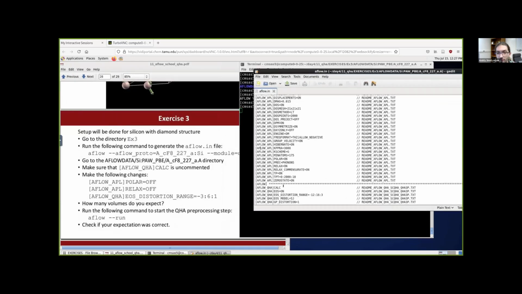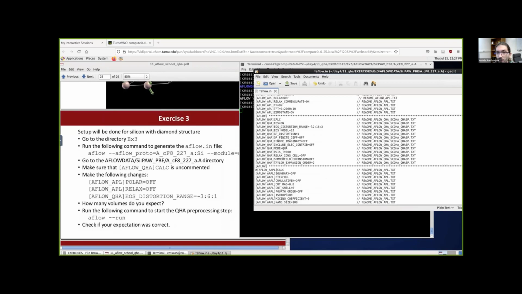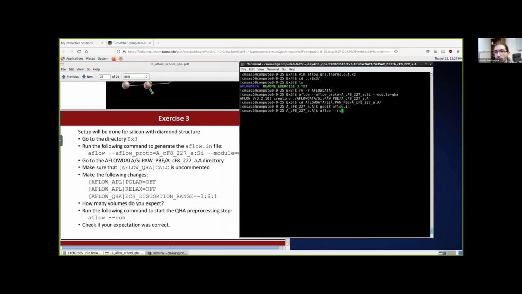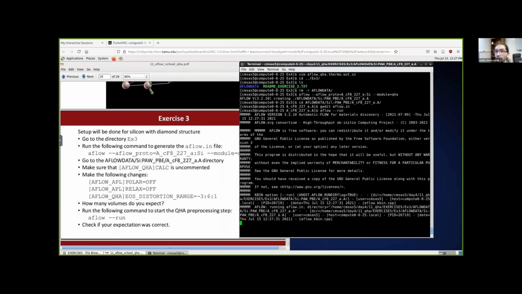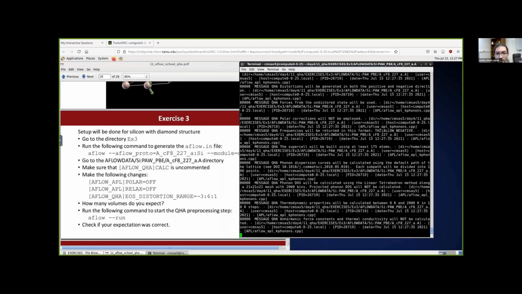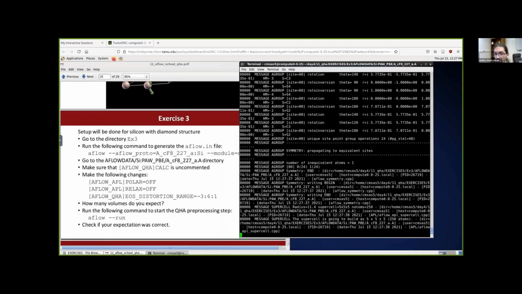And as you can see, QHA is uncommented. We want to switch relaxation off for this one, and switch polar corrections off too. And we want to change the distortions of volume, which we want to apply. And then we are safe to run AFLOW. And from -3 to 6%, it's 10 volumes in total.